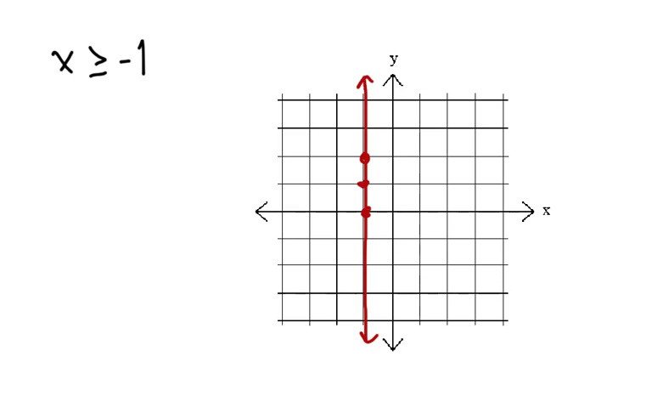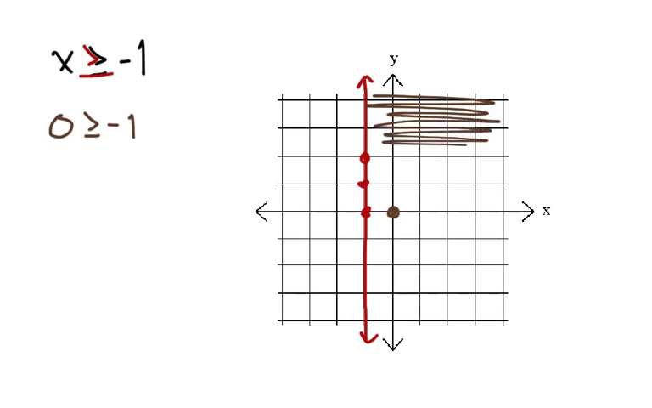Should it be a solid line or should it be a dotted line? Well, this is greater than or equal to. Since it's or equal to, it can be a solid line. And the last thing we need to do is to test a point. So I'm going to test the easiest point, (0, 0). Is 0 greater than or equal to negative 1? Yes, it is. So we shade that side.